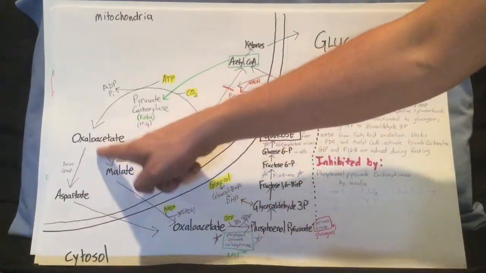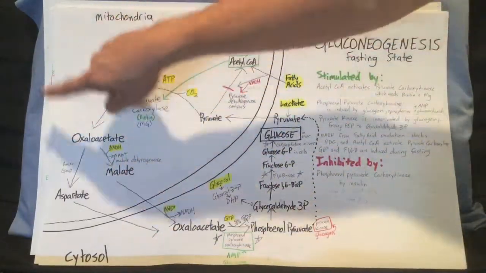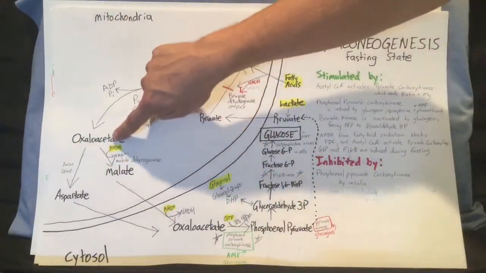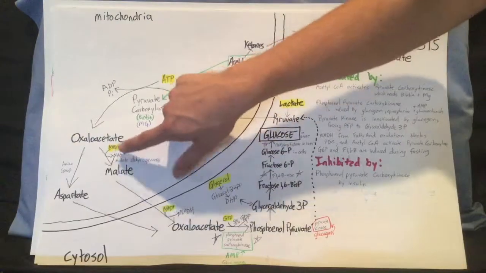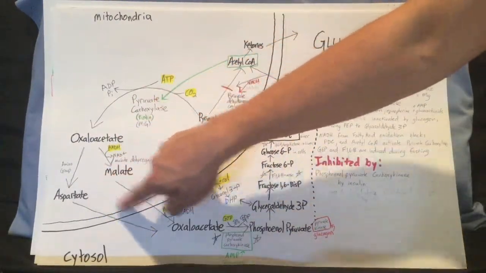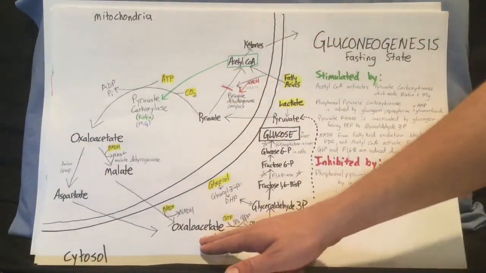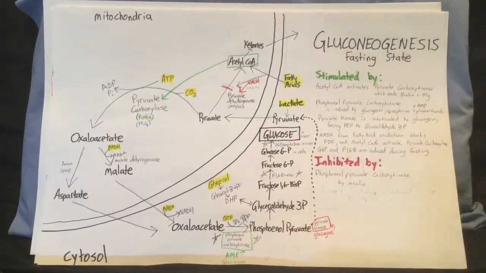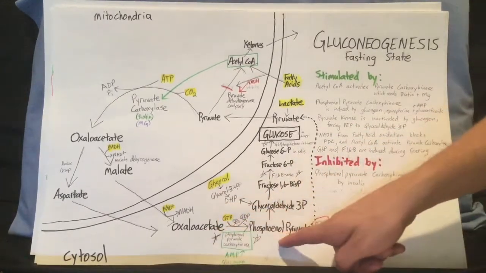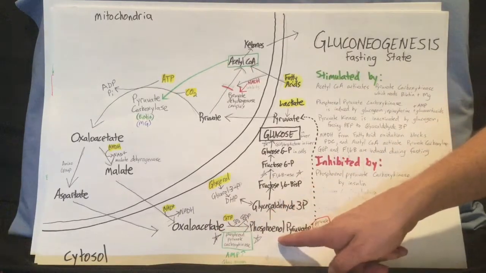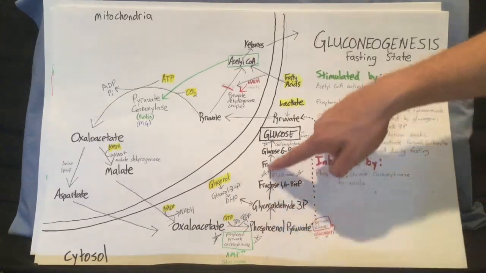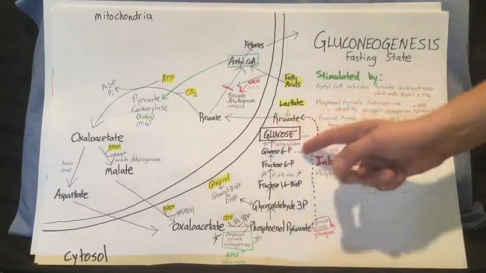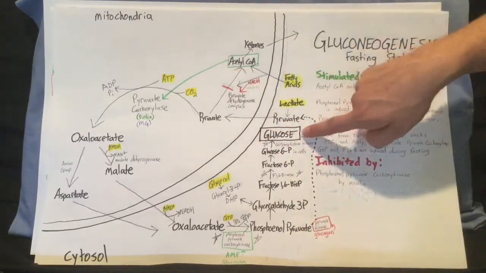Now that's important, because you don't always want this to happen. If you need energy production in the TCA cycle, you're going to want to keep this in the mitochondria. You don't want this to leave all the time. So it can't leave; it becomes these two in order to leave. Now, oxaloacetate, this is a key step. Phosphoenolpyruvate carboxykinase. This step converts oxaloacetate to phosphoenolpyruvate, which then essentially goes in reverse glycolysis until we get the glucose, which is what we want in gluconeogenesis.